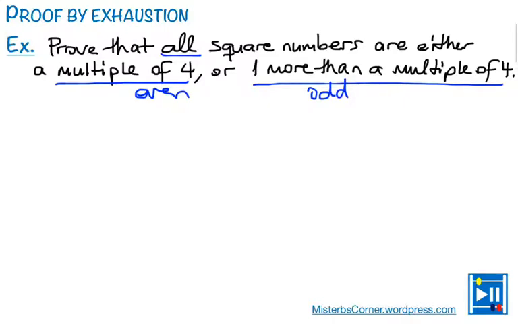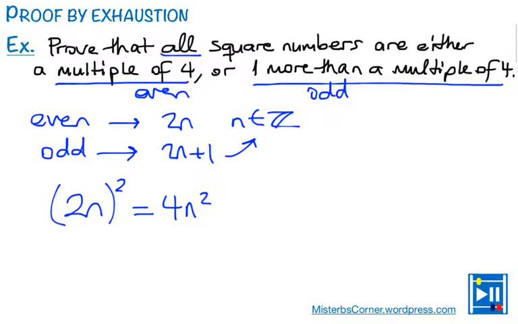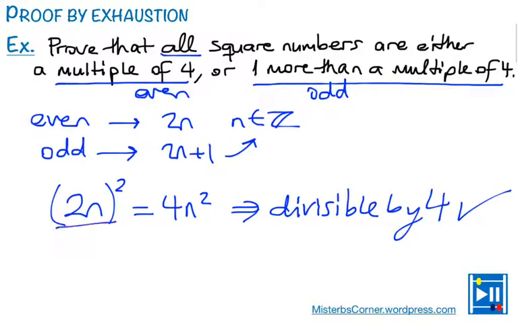I have two options. Numbers can be even, which I could express as 2n for n being an integer, or let's say a positive integer if you'd like, but it doesn't matter. Or you can say odd, which is 2n plus 1, again for n being an integer. So if I try to get a square number which is even, that's going to be 4n squared, and obviously 4n squared is divisible by 4. So that's a tick. Even square numbers are good.